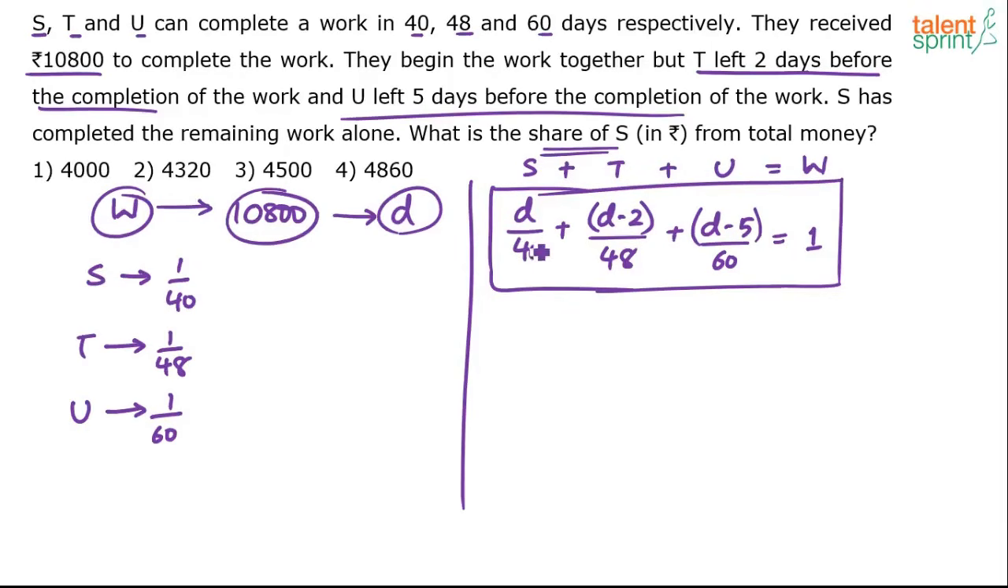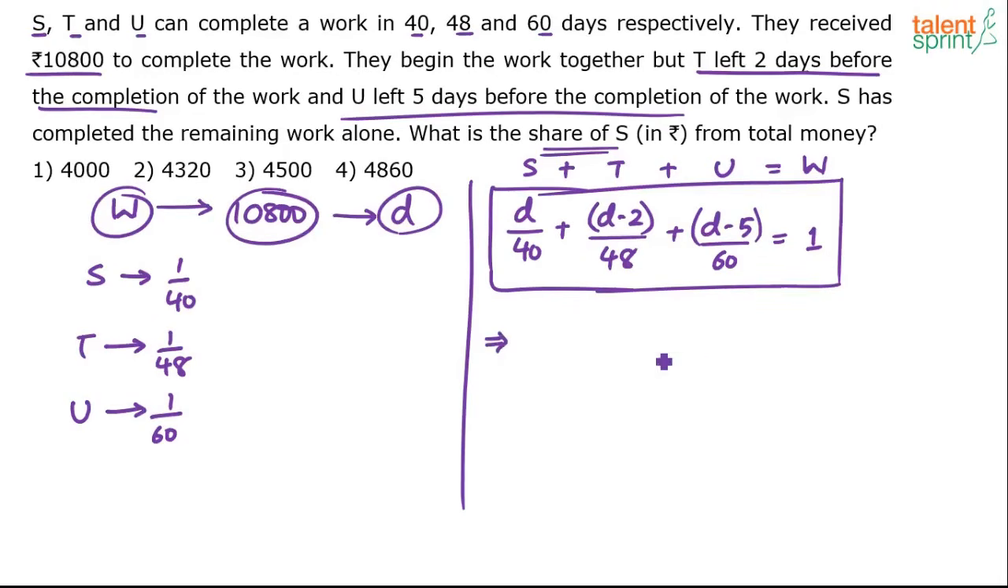How much did S do? S can do 1/40 per day. He worked for D days. T can do 1/48 per day. He worked for D minus 2 days. U can do 1/60 per day. He worked for D minus 5 days. Why D minus 2 and D minus 5 here? Because they left 2 days and 5 days before the completion of the work respectively. Let's solve for D.